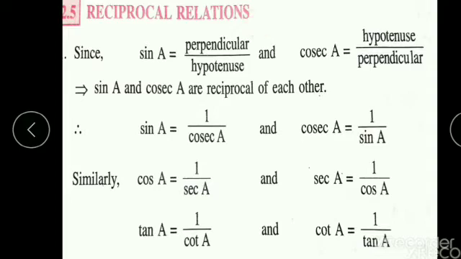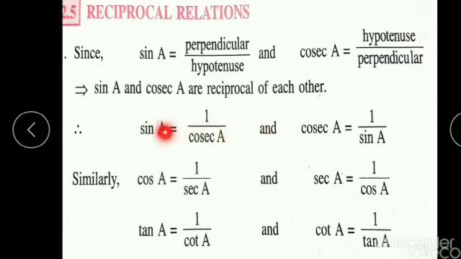Okay, so you know that the formula to find sin A is perpendicular divided by hypotenuse and cosecant is hypotenuse by perpendicular, right? So the sin A and cosecant A are reciprocal of each other. That is, you can write sin A is equals to 1 divided by cosecant A. So that is 1 divided by cosecant is nothing but hypotenuse by perpendicular. So when you substitute, you get 1 divided by hypotenuse by perpendicular. So when you take it to the numerator, it becomes perpendicular divided by hypotenuse.